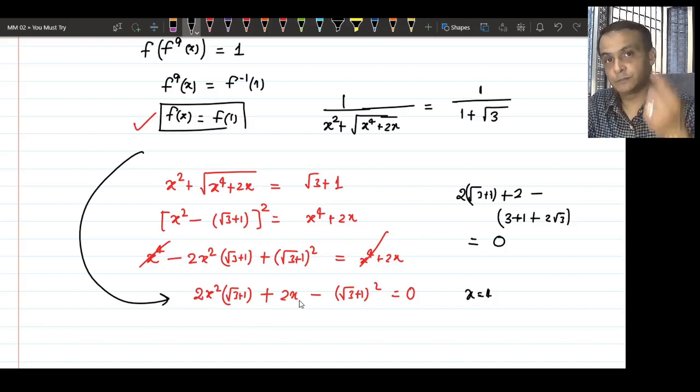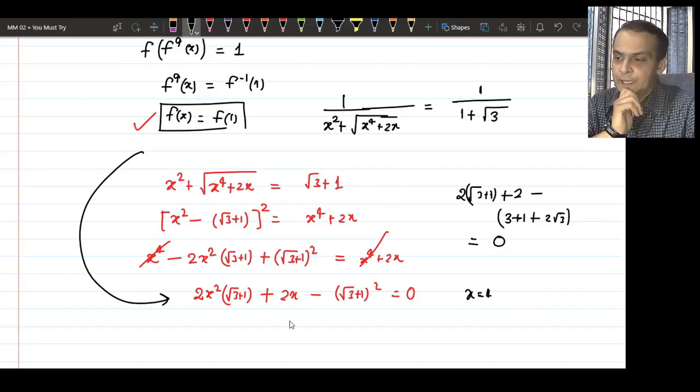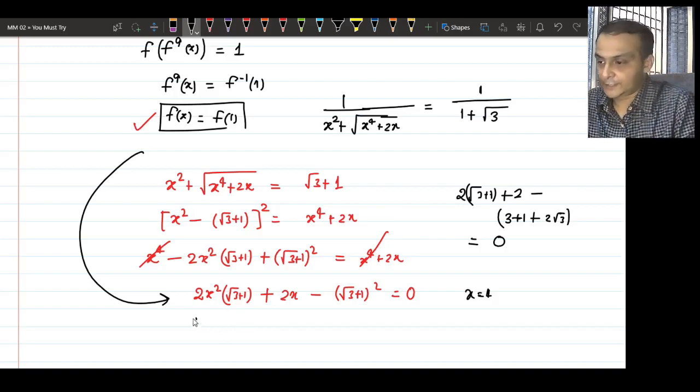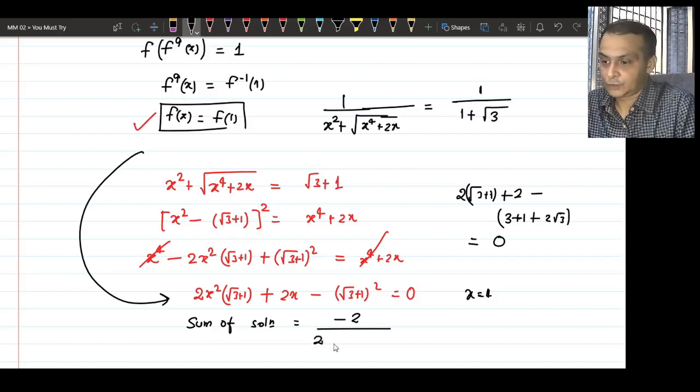It means there is only one more root, and if we find that root, I can find the sum of the two roots. With 1 I can add the second root. But there is a better way. If there is a quadratic equation, we can simply find the sum of roots by taking the coefficients of x and x squared. What is that? It is the ratio of the coefficient of x to the coefficient of x squared with a negative sign. So we can simply write the sum of roots, or sum of solutions, and that is actually negative 2 divided by 2 times (root 3 plus 1), correct?